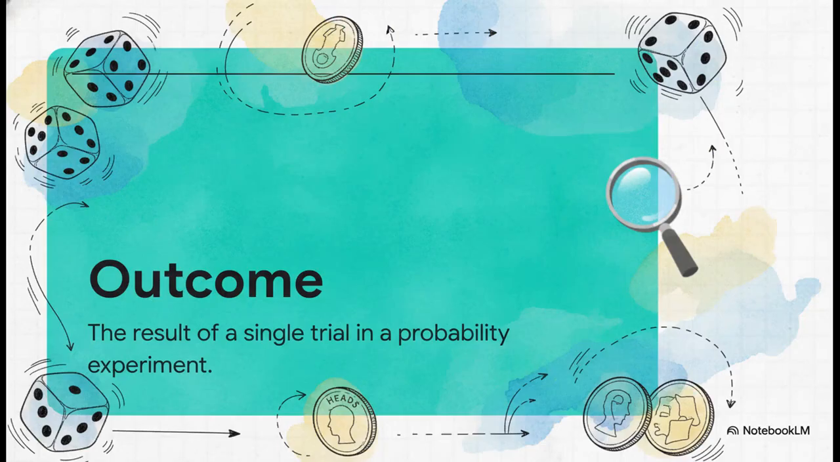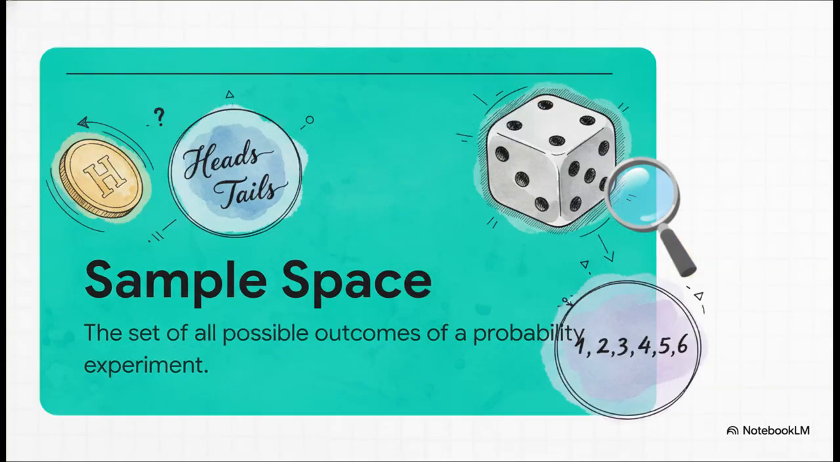And when you do one of those experiments just one time, the result you get, that's called an outcome. So if you roll a die, the outcome might be a 4. If you flip that coin, the outcome is either heads or tails. Simple as that. So the sample space is just a complete list of every single possible outcome. For a coin flip, the sample space is just heads, tails. For a regular 6-sided die, it's 1, 2, 3, 4, 5, 6. It's the entire universe of what could possibly happen.